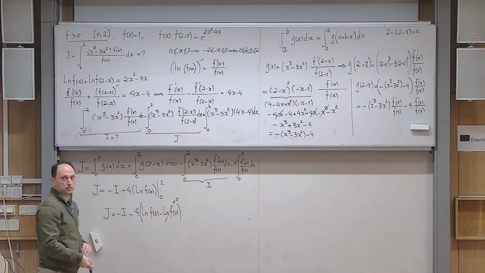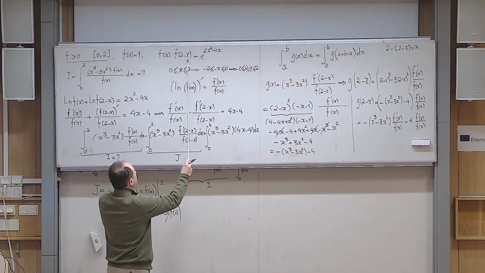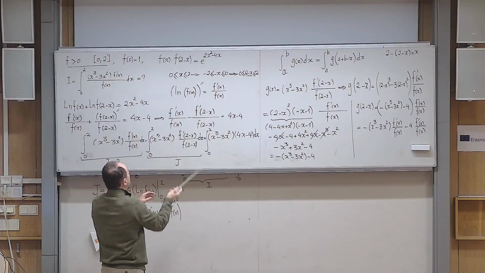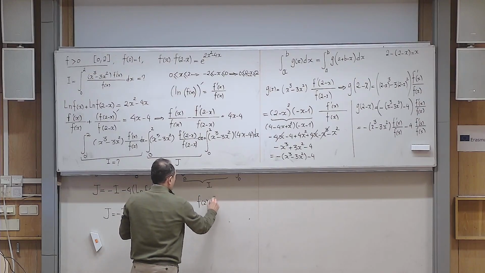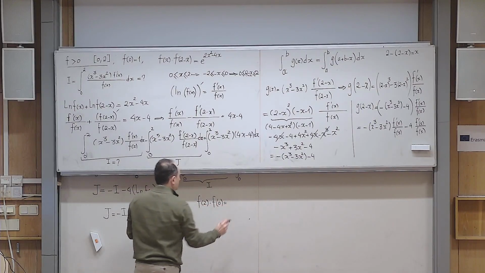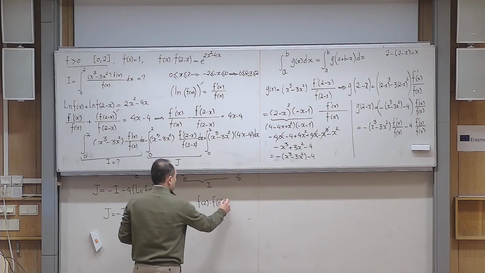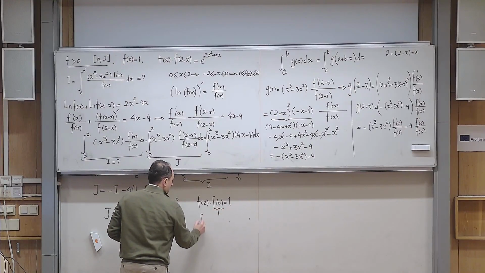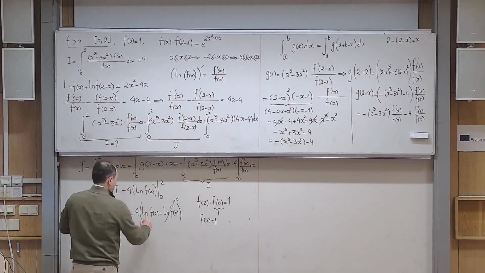But what about f of 2? F of 2 can also be calculated because this relation holds for every choice within this interval, including if I choose x to be 2. So if I choose x to be 2, this will be f of 2 times f of 0 equals, if I choose x to be 2, this becomes 8 minus 8, 0, e to the power 0 is 1. But f of 0 is directly given to be 1. So this means that f of 2 is also 1. So what happens? This means that this is also 0.